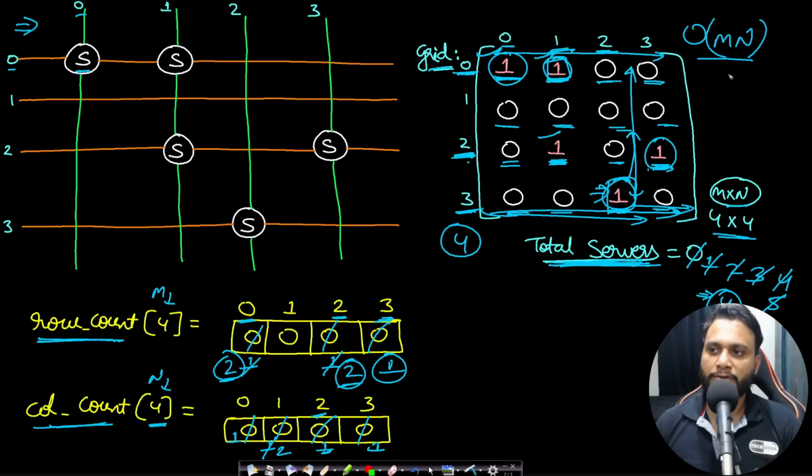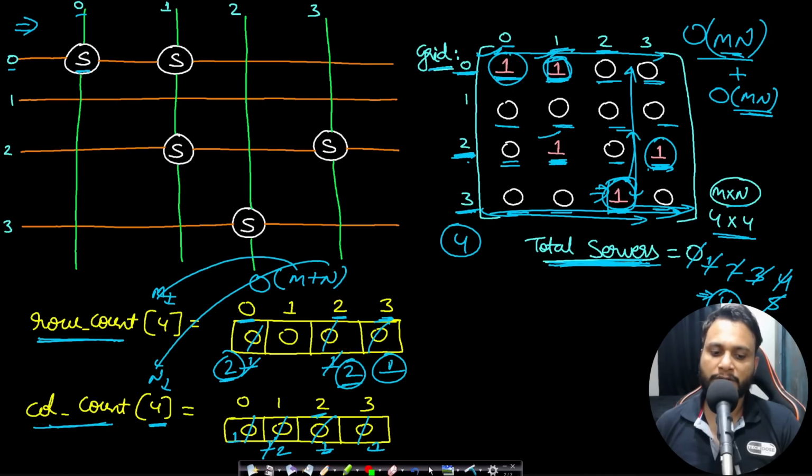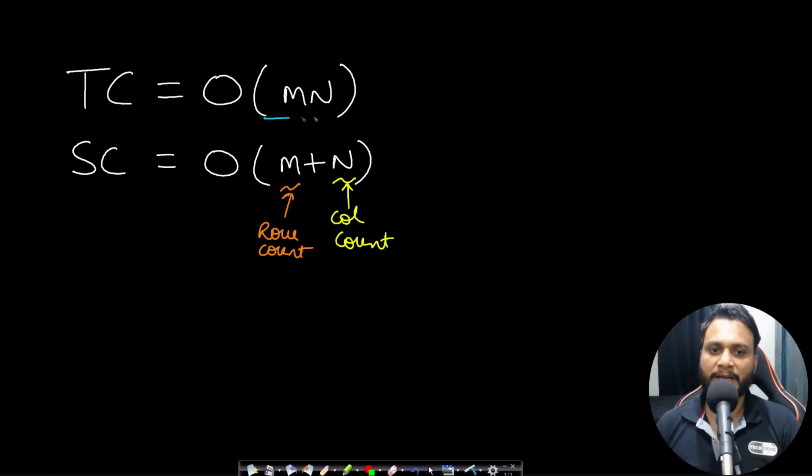Now this step will also take mn time, and since this step is done after the first step of pre-processing, so this will be order of mn plus order of mn, right? And the space complexity will be order of m plus n, where m is the size of the row count, n is the size of the column count. So I hope this idea was clear. The time complexity will be mn, the space complexity will be m plus n. Let's now look at the code.